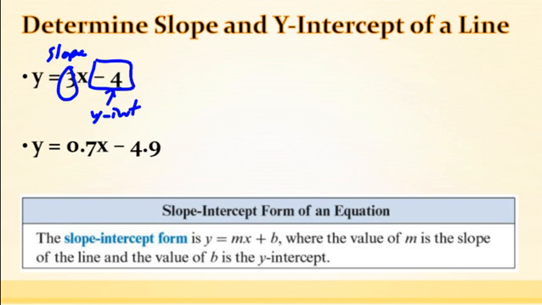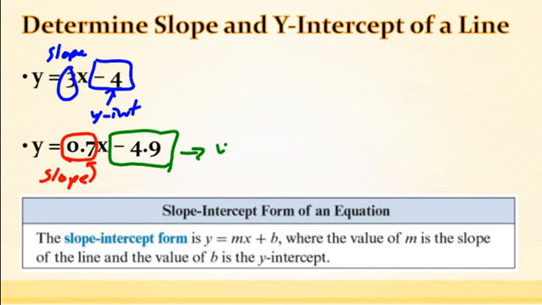And next one, y equals 0.7x minus 4.9. 0.7 is our slope. And then our y-intercept would be -4.9.